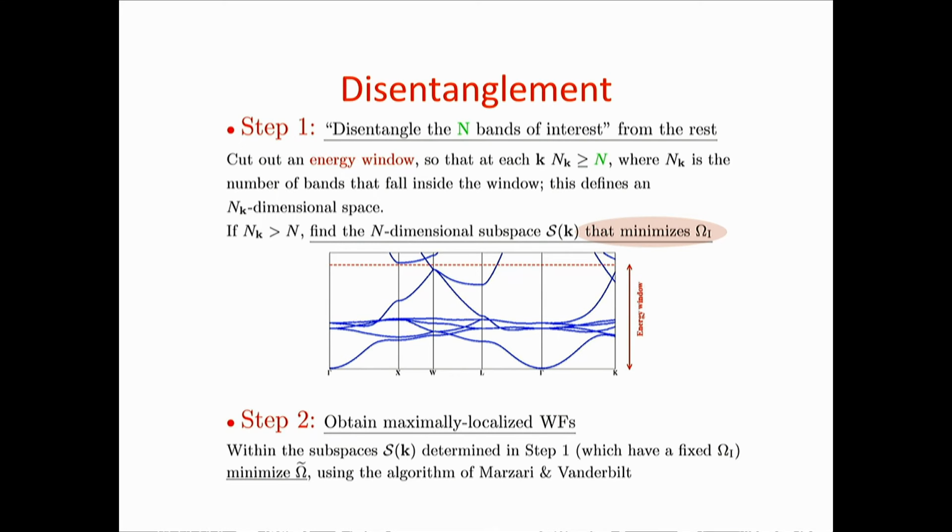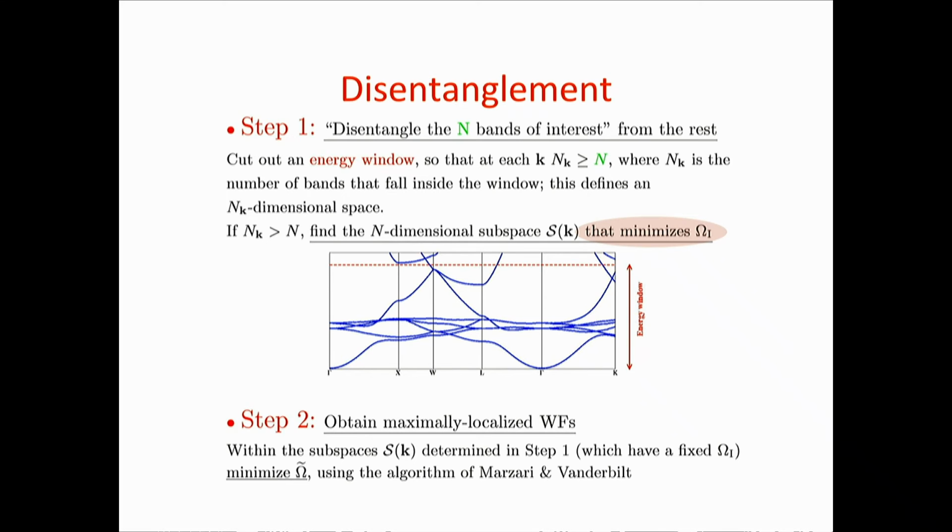So for instance, here I have 6 bands, here I have 1 more, 7, and so on. So at every k point I have a different number of bands. But then I'm interested not in all bands, but just in a subset of them. For instance, here I know there is a D manifold, a set of D bands inside, which have degeneracy 5.